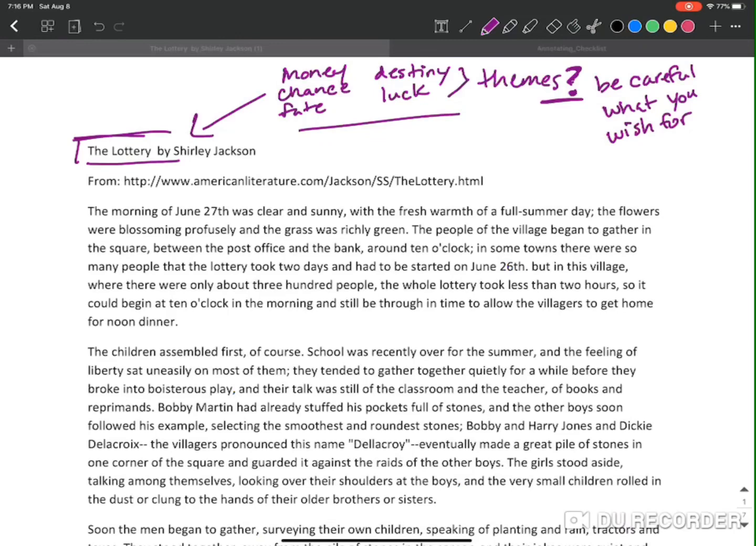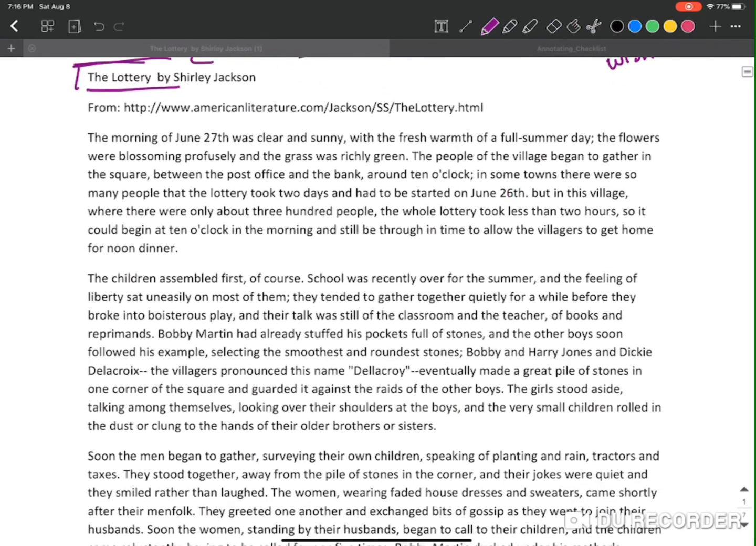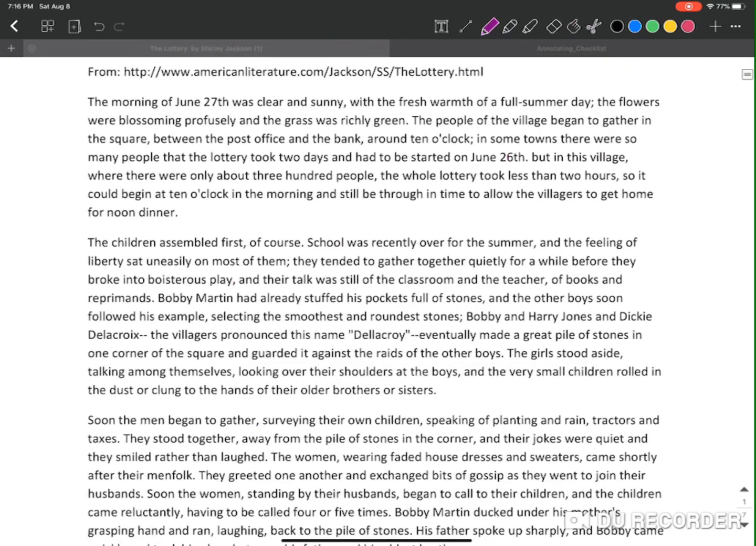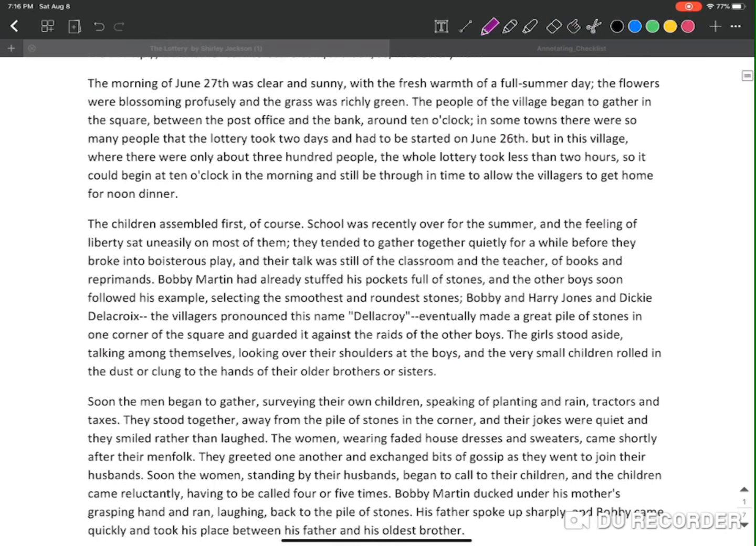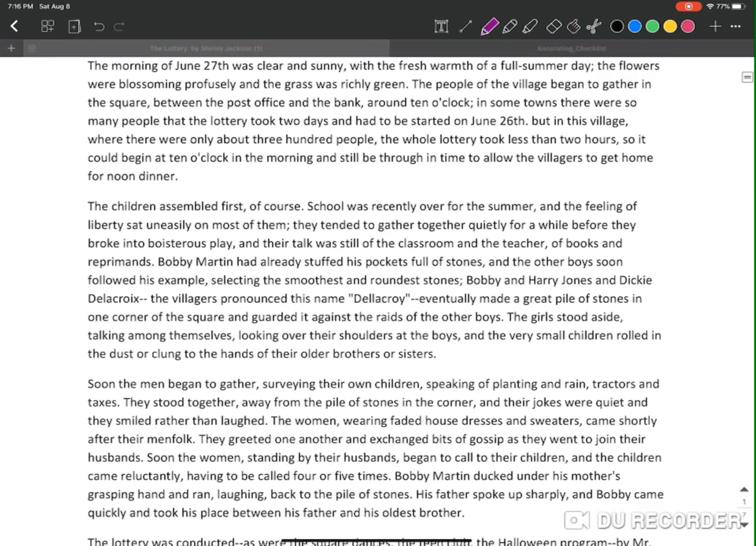The morning of June 27th was clear and sunny, with the fresh warmth of a full summer day. The flowers were blossoming profusely, and the grass was richly green. The people of the village began to gather in the square between the post office and the bank around 10 o'clock. In some towns, there were so many people that the lottery took 2 days and had to be started on June 26th. But in this village, where there were only about 300 people, the whole lottery took less than 2 hours. So it could begin at 10 o'clock in the morning and still be through in time to allow the villagers to get home for noon dinner.